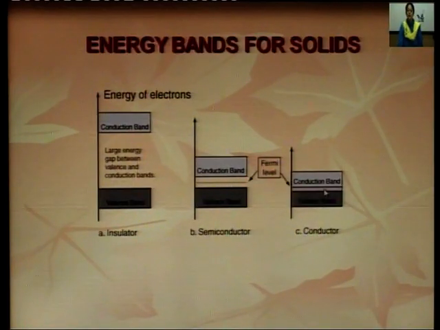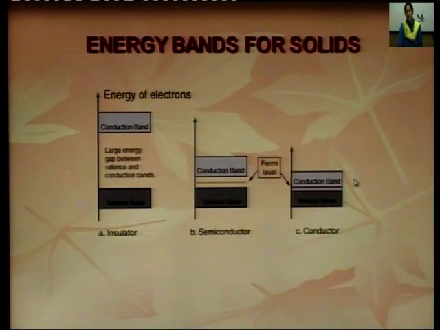In conductors, there is no energy gap. The conduction band overlaps the valence band, and in conductors, electrons from the valence band can easily jump into the conduction band. So a large number of free electrons are available. So conductors are good conductors of heat and electricity. This is how we can distinguish between conductors, insulators and semiconductors.